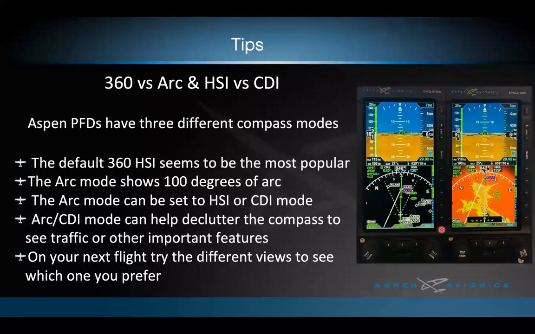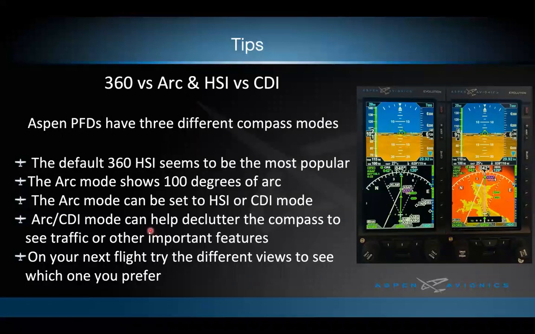Next tip or feature deals with the 360 view versus Arc HSI and Arc CDI. Many people don't know the Aspen PFD comes with three different compass modes. The default, whenever the system turns on, is always the 360 HSI. That seems to be the most popular, primarily because all of us who learned on six-packs are comfortable with the 360 view.